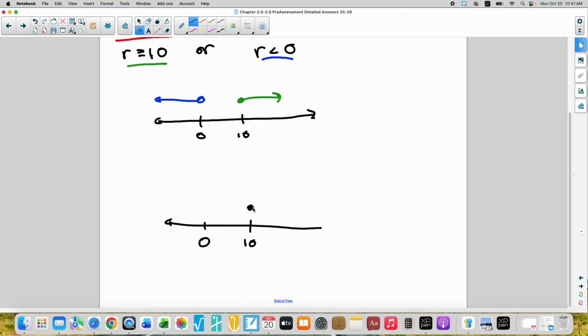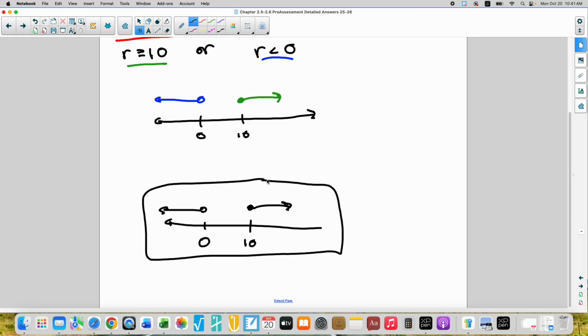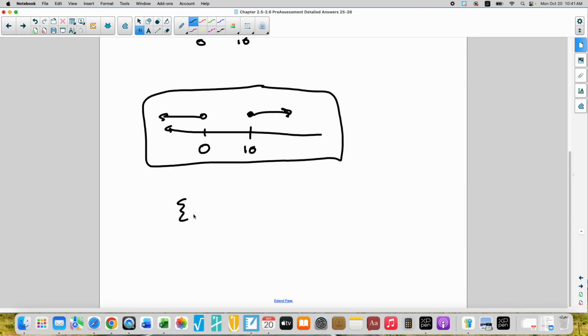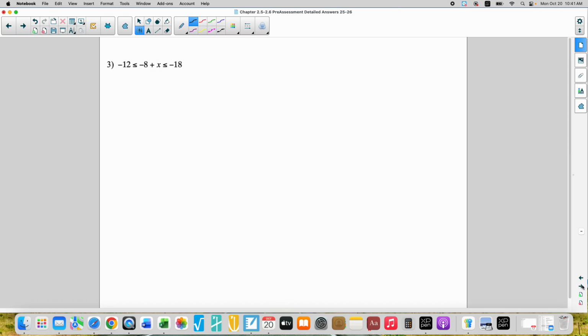And so we'll have a closed circle going to the right, open circle going to the left. And that is going to be our answer. If we had to write it as a solution set, we would write R is less than 0 or R is greater than or equal to 10. We can't write it as a compound, as one statement. We have to write it as two distinct statements when it's an OR statement.